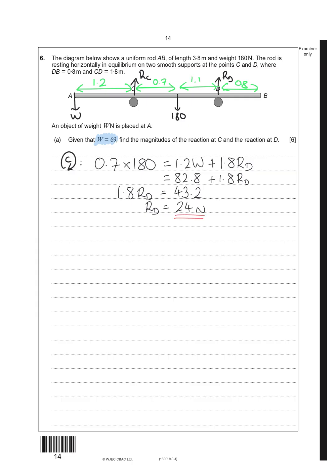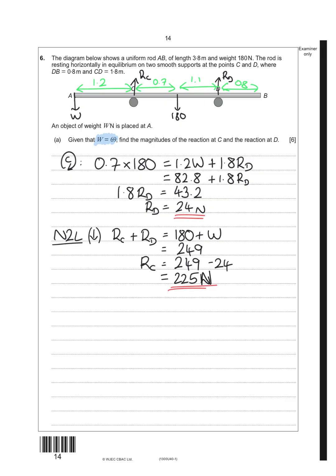Okay, and then what I'm going to do is, rather than taking moments again, because I don't like doing moments if I can possibly avoid it, I'm going to do Newton's second law. I'm going to say that the sum of the reaction forces is equal to the sum of the weights. So that's 249, and so I can say that RC is 249 minus 24, which I believe is 225. 225 newtons, and there's a lovely 6 marks for us. Let's write down newtons nicely.